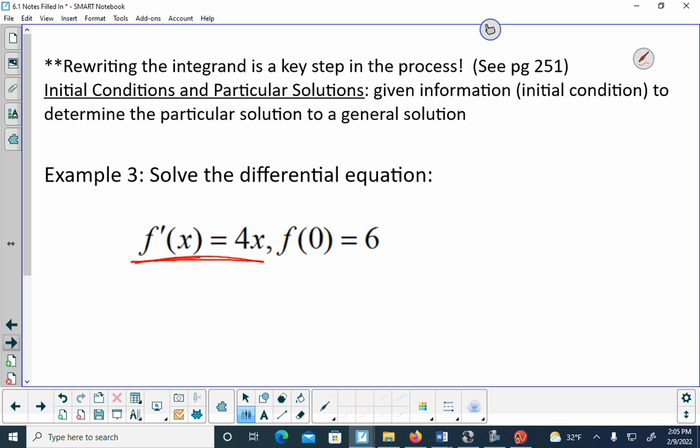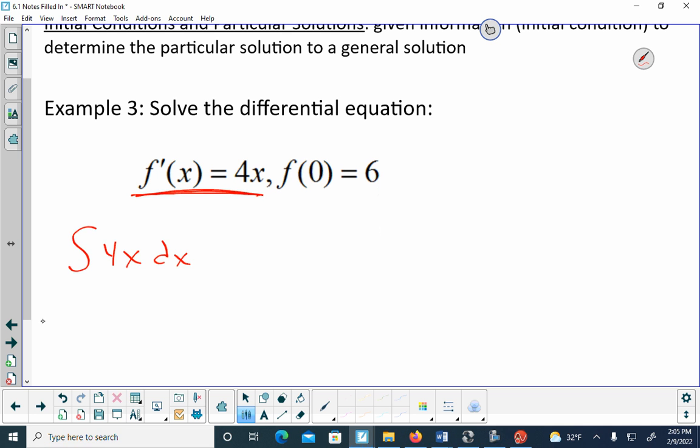So I'm looking at this. They're telling me the derivative of f of x is equal to 4x. So now I'm going to find the antiderivative. Everyone agree the antiderivative, or f of x, would be 2x squared plus some constant? You with me? Now they tell me that f of 0 is 6.